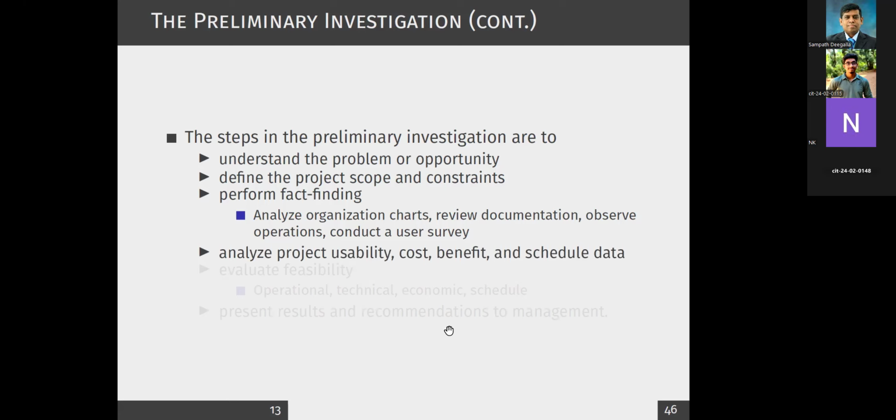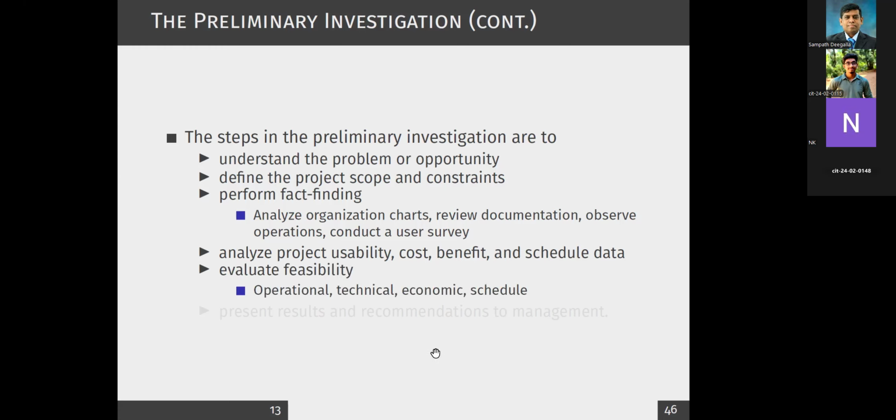Then you have to analyze the project usability and the cost, because we talk about how long it will take. You have to plan for that, right? And then benefits. Benefits mean what you get after you develop the system, because it improves efficiency and customer satisfaction. That means you are getting some benefits, so we have to assess those as well. And then you have to schedule as well.